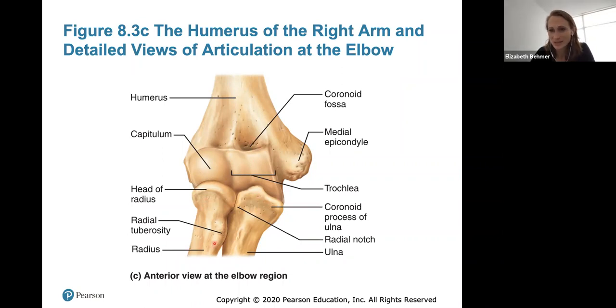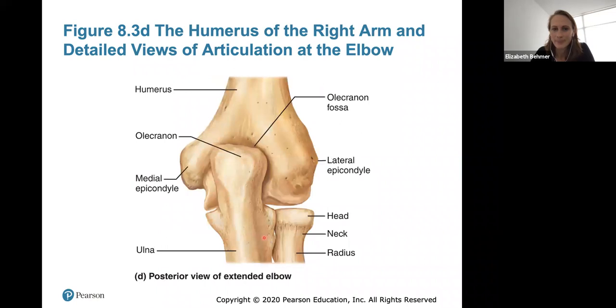Here are some great looks at the radius and ulna. The head of the radius looks like the top of a golf tee. The radial tuberosity is a slightly raised bump. And then here is the ulna. Here's a posterior look at the elbow. The olecranon process of the ulna will fit into the olecranon fossa on the humerus. You can see the medial and lateral epicondyles, the head and neck of the radius, and then the long ulna. So that is what makes up the elbow and how everything moves together as you bend your arms.